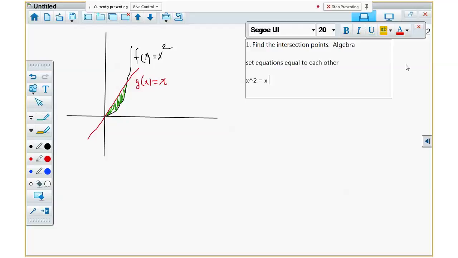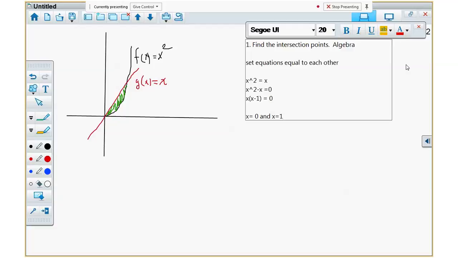So that's going to give us x squared minus x is equal to what? 0. And then that's going to give us x, parentheses, x minus 1 is equal to 0. And our intersection points are x is equal to what? 0 and x is equal to what? 1.